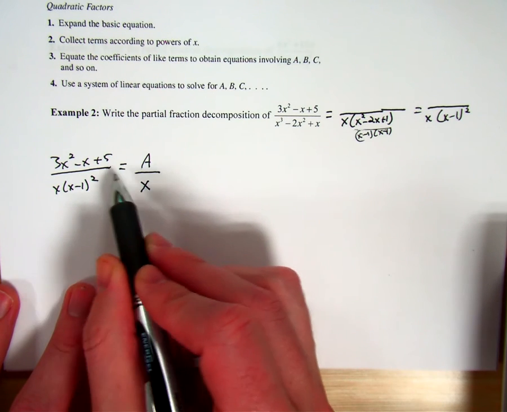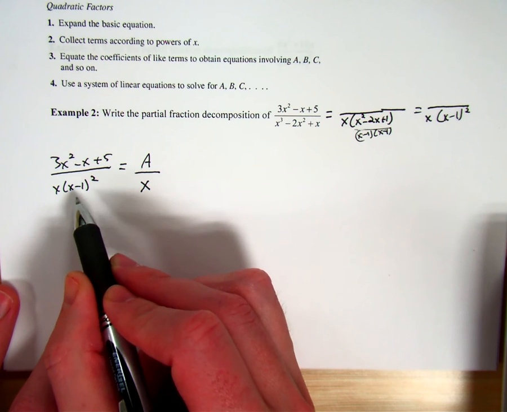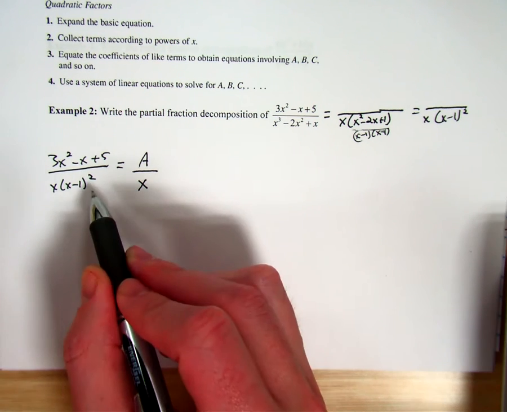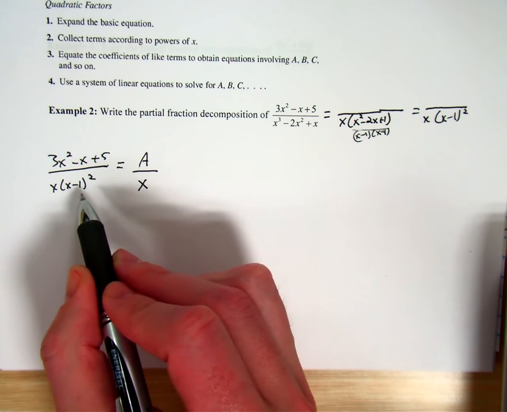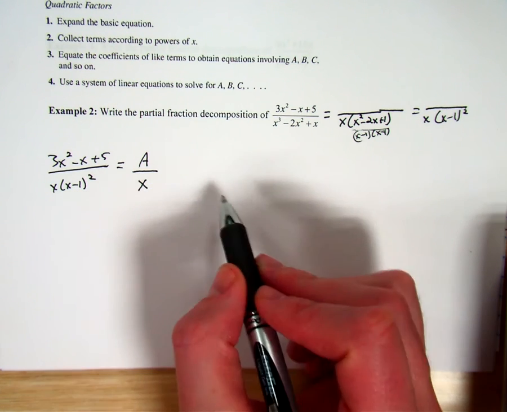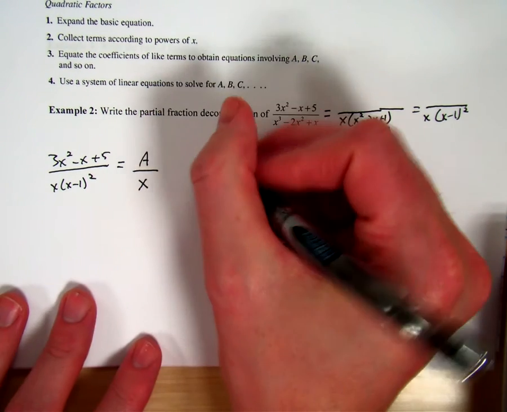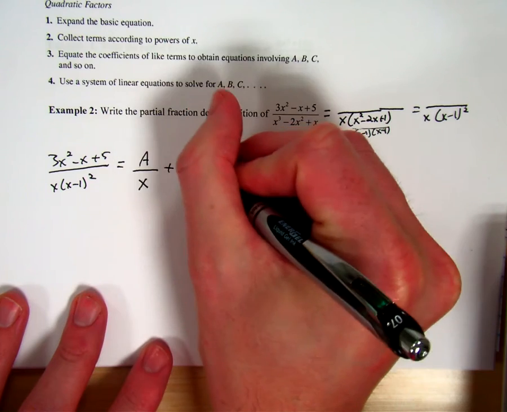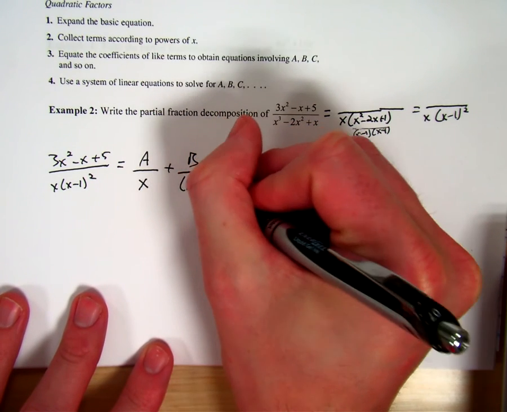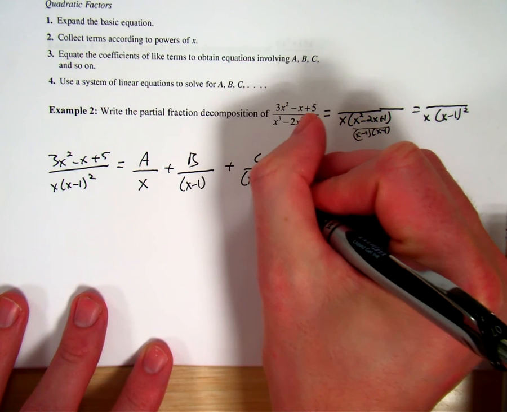Here's our repeated root. You have to build up. So we're going to have an x minus 1 to the first, and then we're going to have an x minus 1 squared. If you had an x minus 1 to the fifth, you'd have to have x minus 1, x minus 1 squared, x minus 1 cubed, x minus 1 to the fourth. You have to keep building up until you get all the way up there. So we have x minus 1 squared, so we're going to have b over x minus 1 and c over x minus 1 squared.